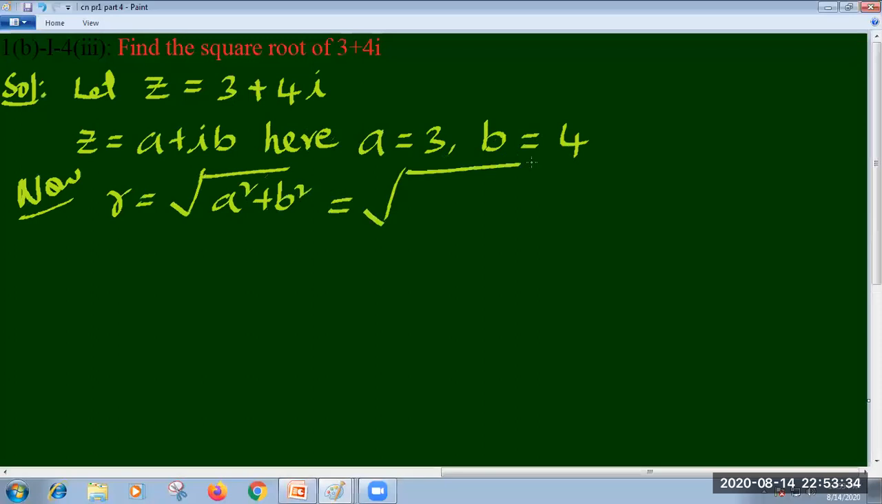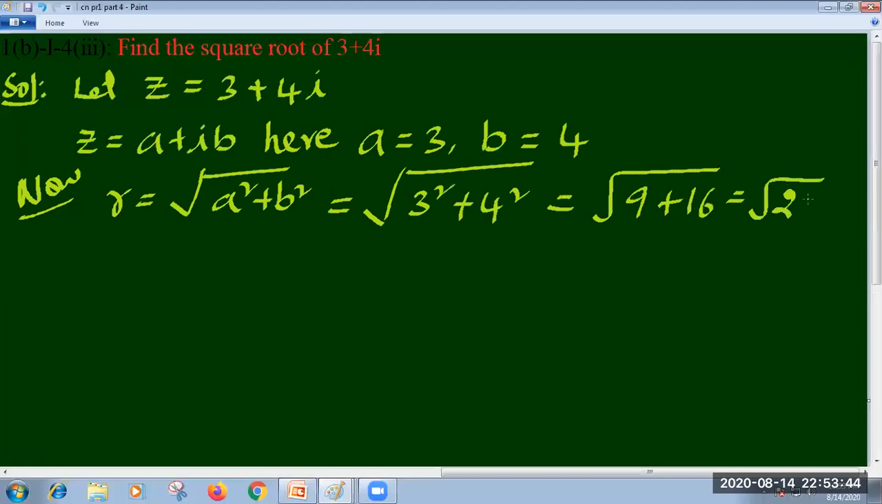So that is 3 square plus 4 square, that will be 9 plus 16, that is 25. Therefore, R value is 5, root 25 is 5.